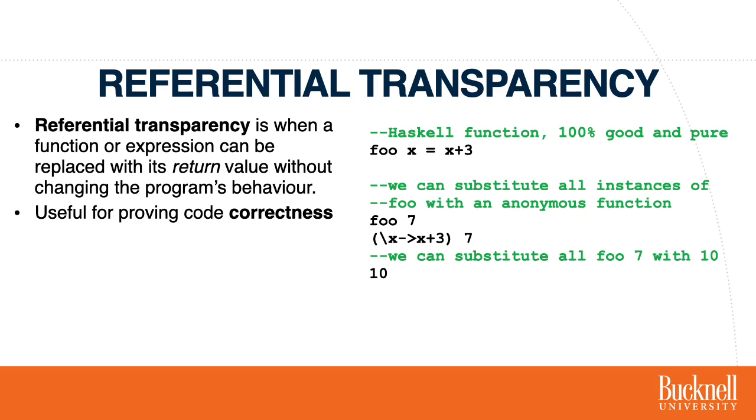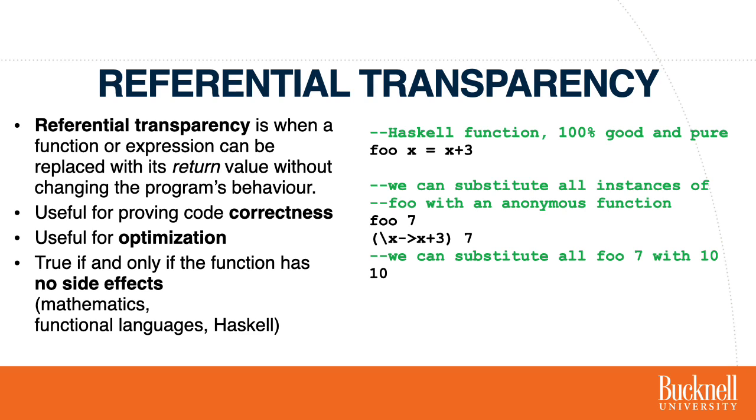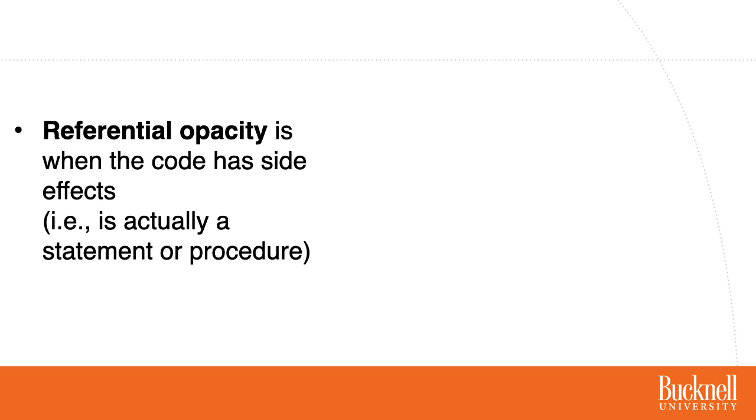Referential transparency is useful for proving code correctness. It's also useful for code optimization. Something is referentially transparent only if the function has no side effects. This is true of all functions in mathematics, as well as functions in all functional languages such as Haskell. The opposite of referential transparency is referential opacity. This is when the code has side effects. That is to say, it's actually a statement or a procedure.